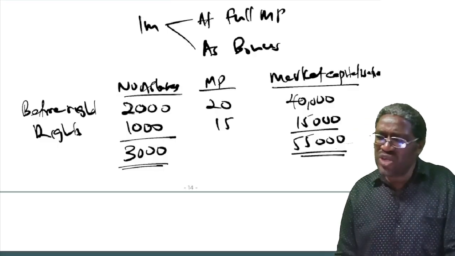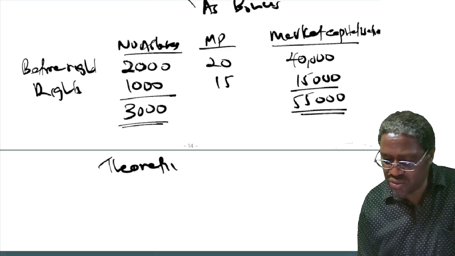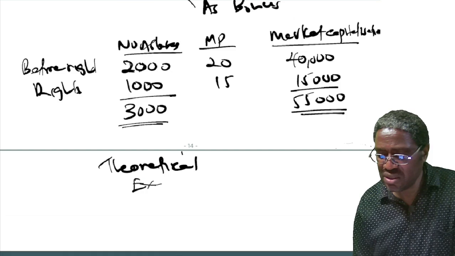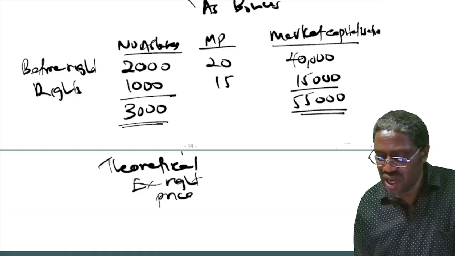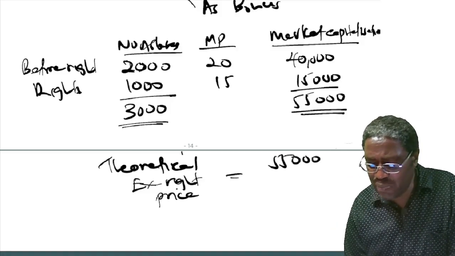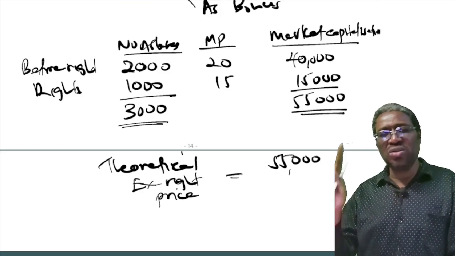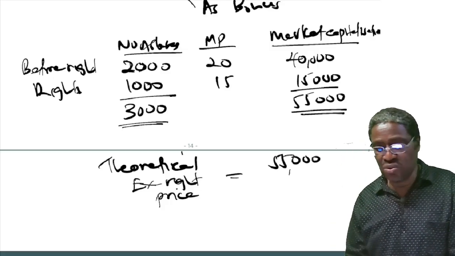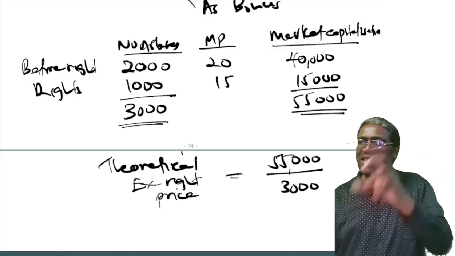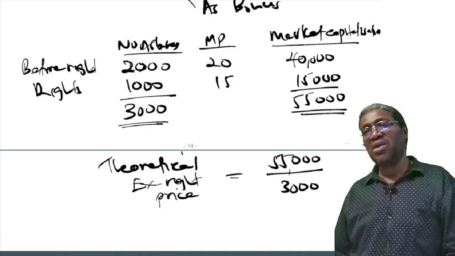So what is the price that we expect to prevail? What you will do is get what we are calling the theoretical ex-right price. How? By dividing the market capitalization of your company after the rights issue by the number of shares after the rights issue. That's how you get the theoretical, the expected price that is expected to prevail after the rights issue.